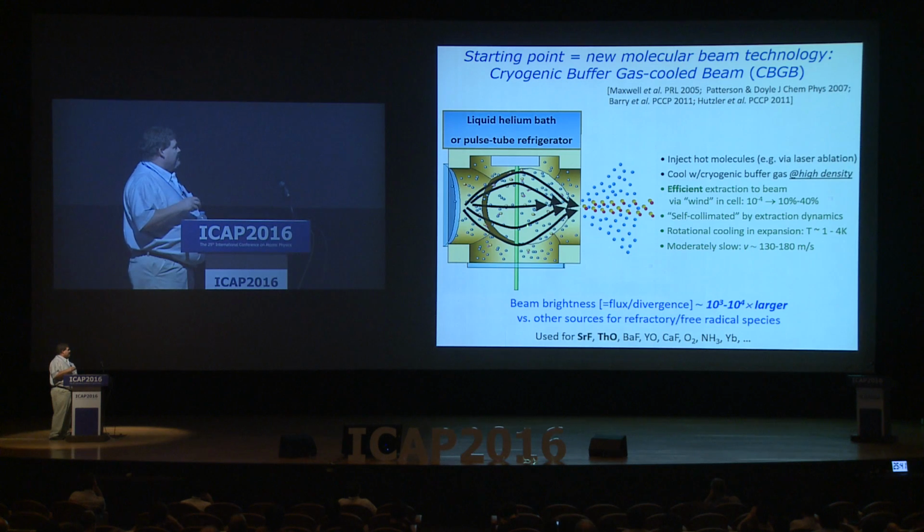All of our experiments are based on the technology known as a cryogenic buffer gas cooled beam developed in John Doyle's group. The idea is that we pre-cool molecules in a cryogenic buffer gas, either helium or neon. That gas streams through a cell and extracts molecules to form a beam. The bottom line is that these beams are quite slow, less than 200 meters per second. They're cold. The internal temperature is in the range of 1 to 4 Kelvin typically, and the brightness of these beams is dramatically higher than any other source that was previously available for the sorts of molecules that are of interest in these experiments.